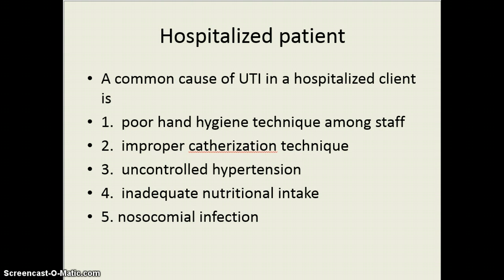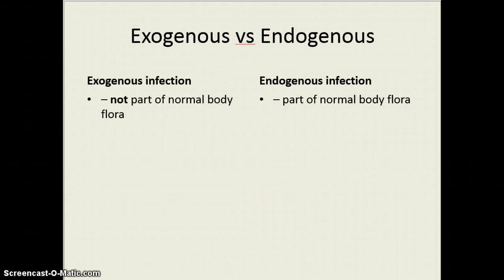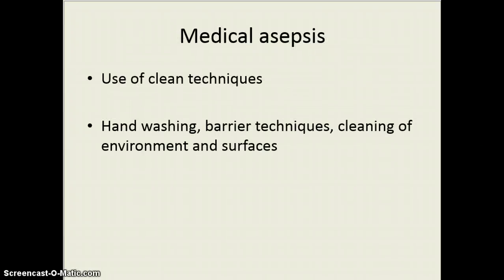As we look at a hospitalized client, a common cause of a urinary tract infection in a hospitalized client would be poor hand hygiene, improper cath technique, uncontrolled hypertension, inadequate nutritional intake, or a nosocomial infection. A cause of a UTI would be number 2, improper catheterization. And with that indwelling catheter, maybe they touch something with their sterile gloves that they shouldn't have before they put the catheter in. Exogenous is not part of the normal body flora, and endogenous is part of the normal body flora we need to think about.